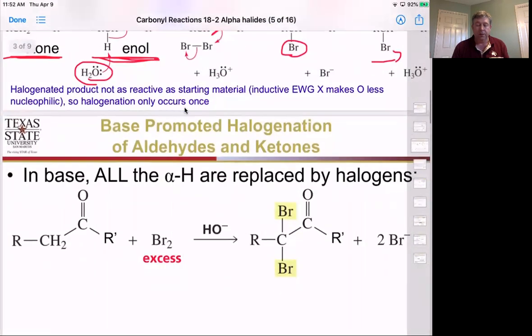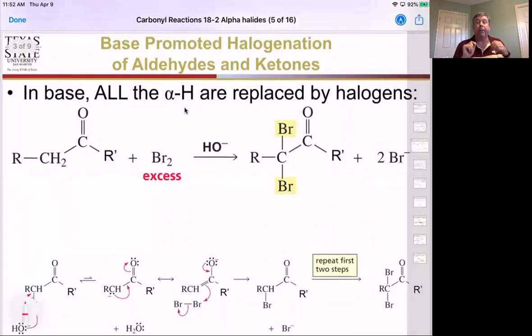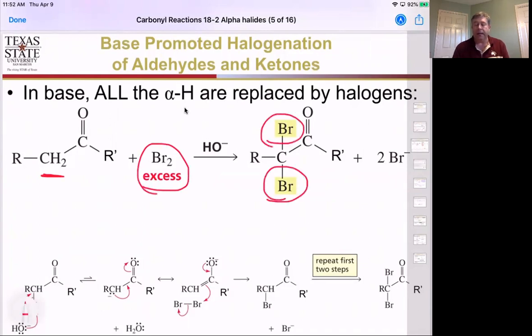Okay. So if we undergo the same reaction but in base, we actually are going to end up replacing all of the alpha hydrogens, because as we do the system, the base still can remove the alpha proton and generate the system. So let's look at how that works right here. So if we have two alpha hydrogens on the system and we use an excess of bromine, we can actually get a geminal dihalide in the alpha position of this carbonyl, okay?